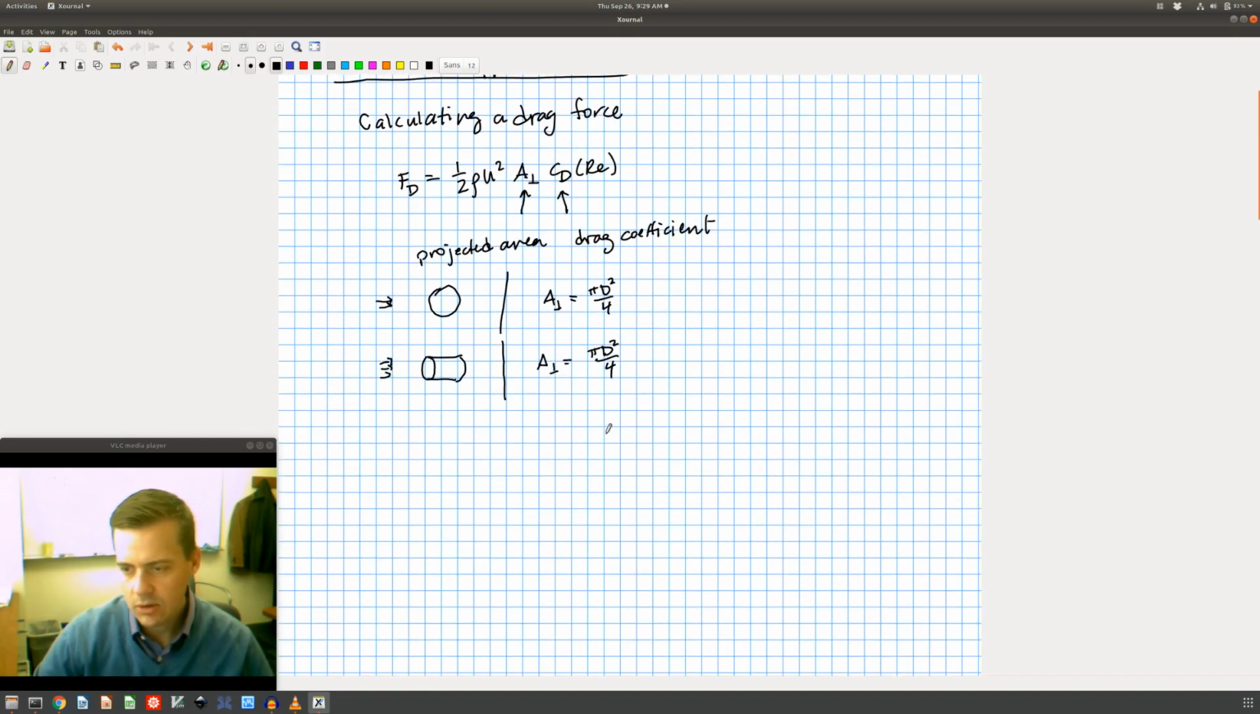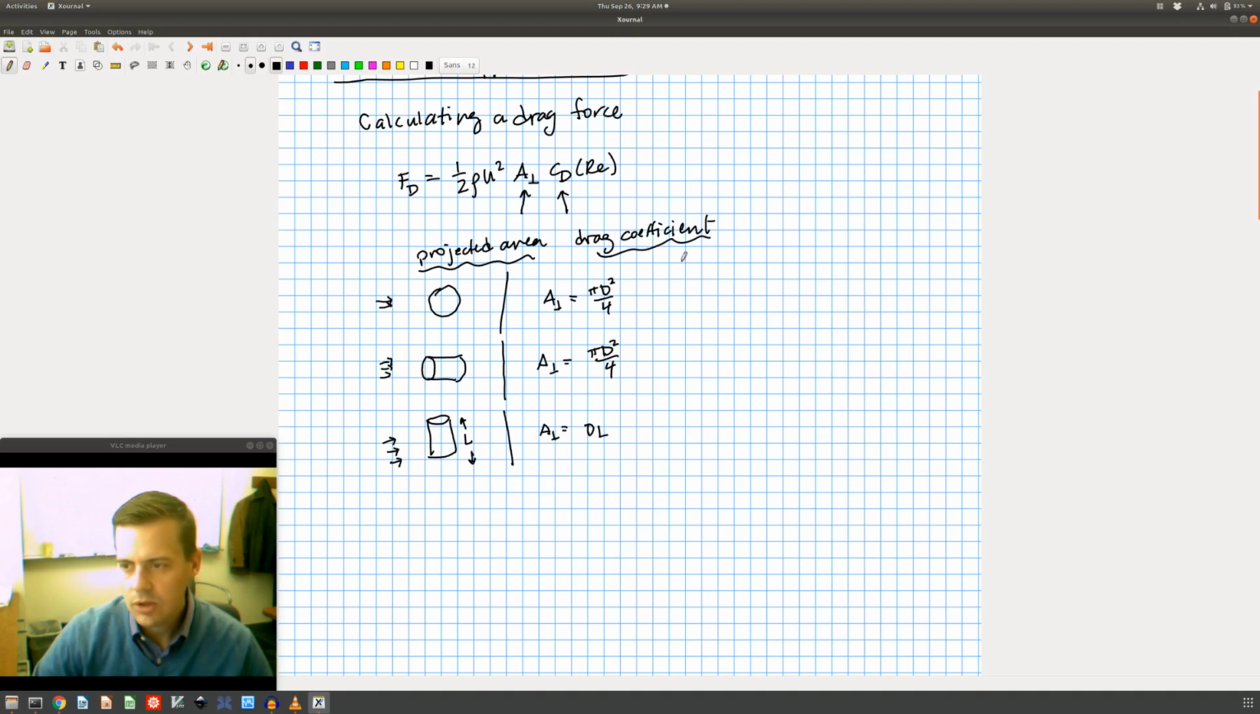But if the cylinder is oriented in this direction, then we have a rectangle, and our projected area is d times the length, where L is this length here. Okay, so this is the projected area.